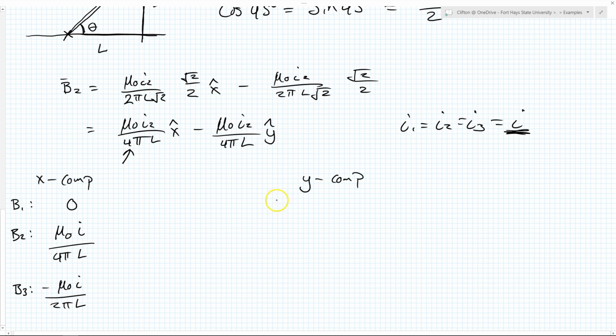Now let's look at the y components. B1 does have a y component. Its y component is positive. B2 also has a y component. Its y component is negative. And B3 does not have a y component.